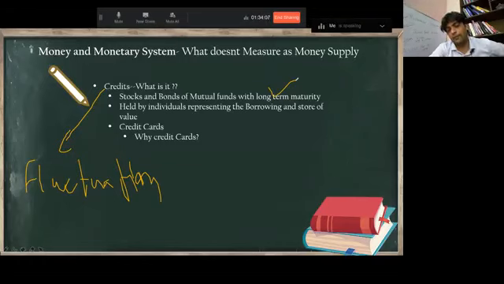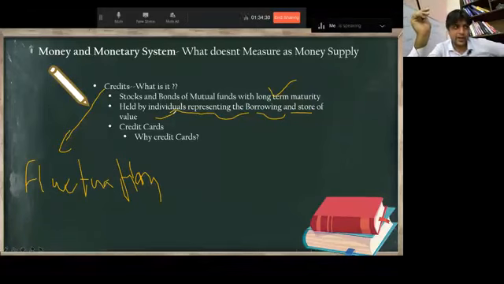So all the long-term securities, more than 1 year, aren't included in the money supply, nor is anything held by an individual representing borrowing and a store of value. For example, the gold I have has a value, but it isn't included, nor is the money I keep in my home, or money I lend to someone. Only money that is in the market and tradable can be included.